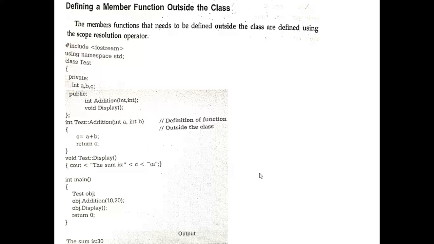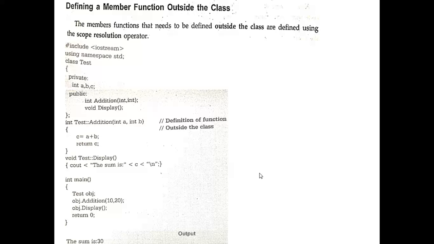Now when we execute this particular line, that is obj.addition(10, 20), the compiler moves towards the test class where it finds the declaration of the addition function, but for the body part it has to move outside the class, and then it finds the body part of the addition function, and then the addition function is executed. And the same thing again for obj.display.